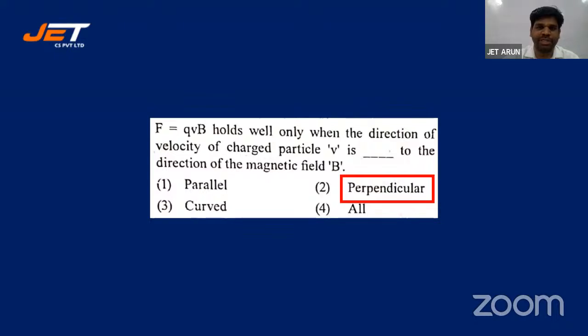It's perpendicular, students. QVB holds when it's perpendicular. It's actually QVB sine theta, where theta is the angle between the velocity vector and the magnetic field vector. When theta is equal to 0, force is 0. That's what parallel means. When theta is 90, force is QVB sine 90. Sine 90 is 1. F is equal to QVB. All right, let's go for the next one.